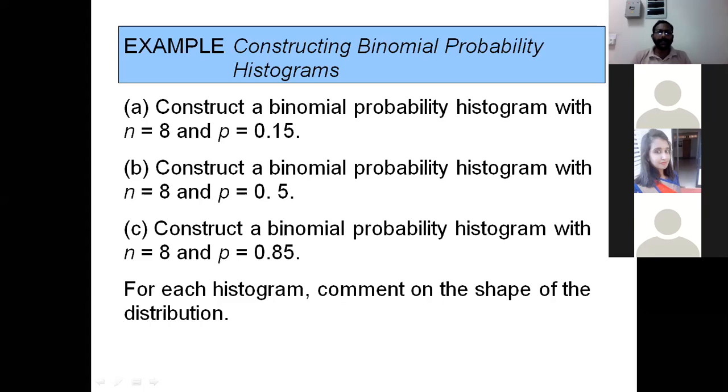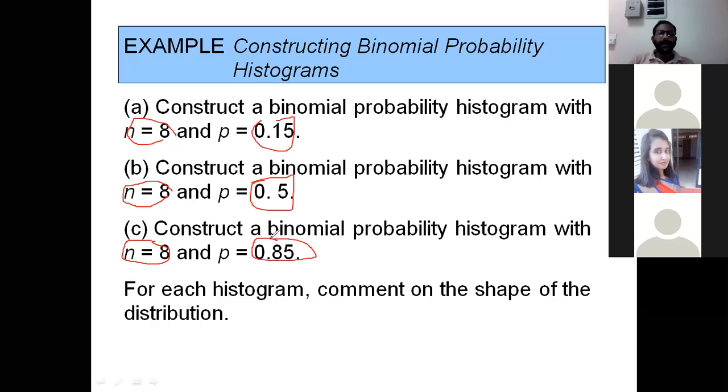Right, so take this as a home. Yeah, this is not homework, this is explained later on in the histogram. Construct a binomial distribution histogram with, suppose, number of events 8, the probability is 0.15. But in the second case, the number of events is the same, 8, and p is 0.5. The third case, the number of events is small and the same, and p is increased.